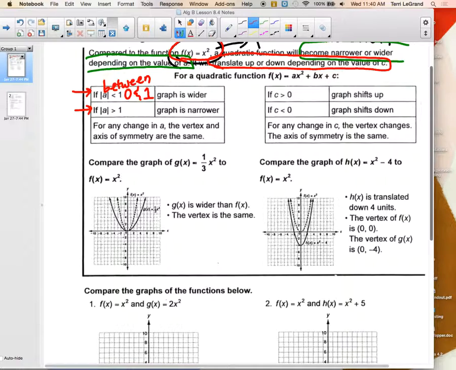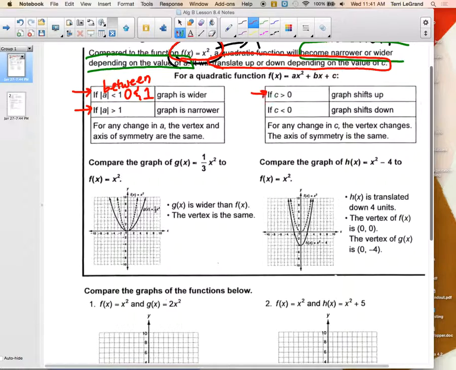So now A plays two roles in our quadratic functions. It either is going to open up or it's going to open down, according to A. And then we're going to talk about, is it going to get skinnier or is it going to get wider, according to the absolute value of A. The vertex is not going to move. If the vertex doesn't move, neither does the axis of symmetry. So A does not affect the vertex or the axis of symmetry. C, that's the other thing we're going to deal with.